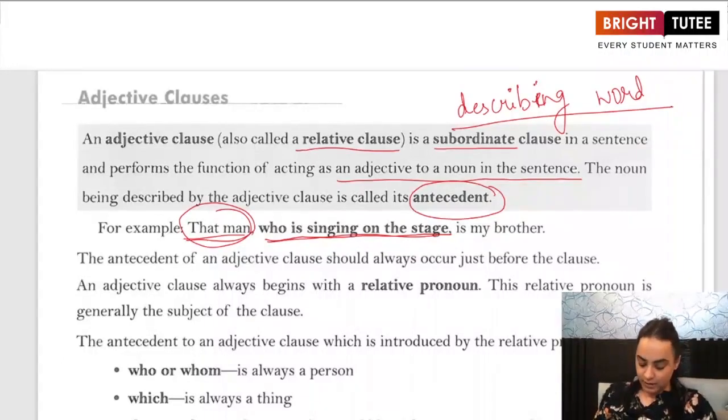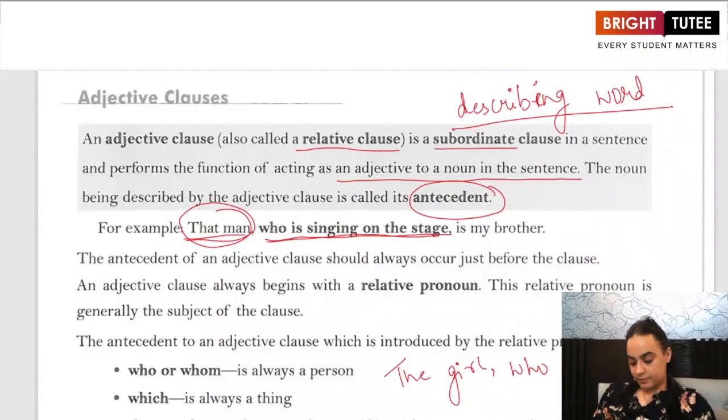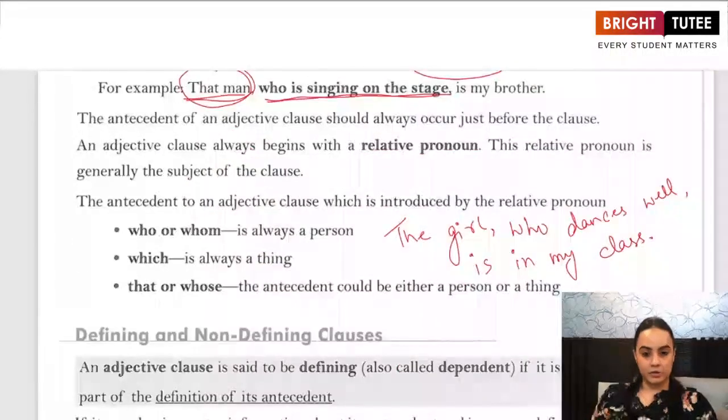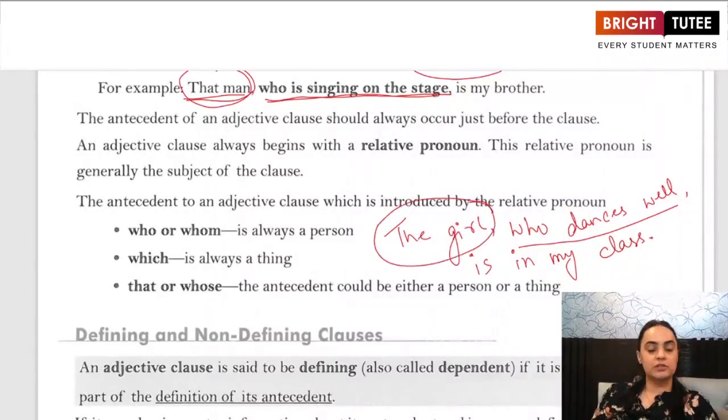If I give you another example, the girl who dances well is in my class. Right? This is the sentence that I have written for you all. The girl who dances well is in my class. Now, what is the adjective clause in the sentence? Who dances well. And what is the noun the adjective clause is describing? The girl. So this noun is the antecedent.